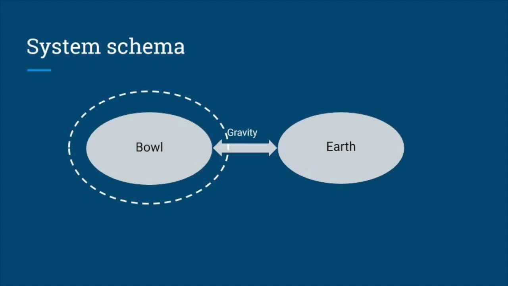All right, so in our system schema, we have the bowl and the earth as the only two objects. The only force acting on them is going to be gravity between the two, and then the schema is just going to be focusing on the bowl.